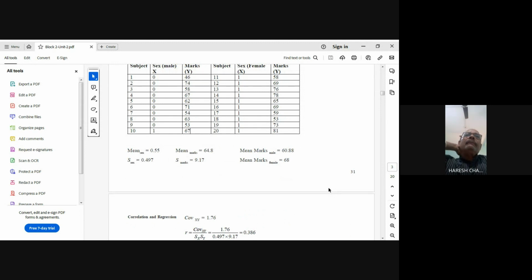Now the mean of this is 0.55. That is the mean of sex. 11 divided by 20, 0.55.